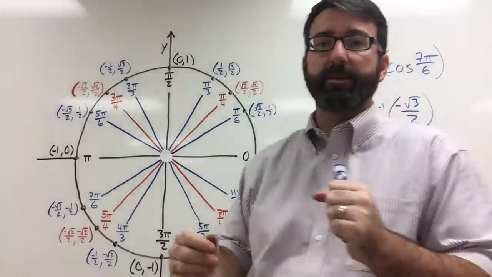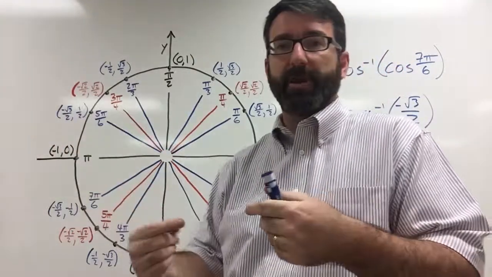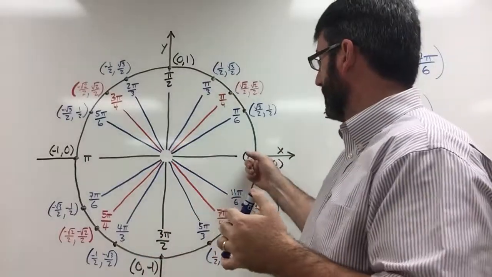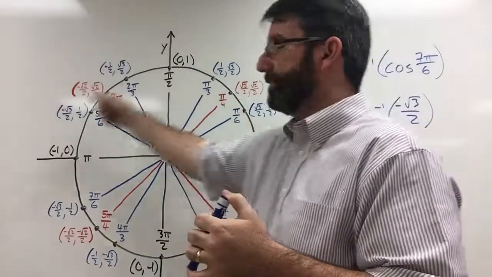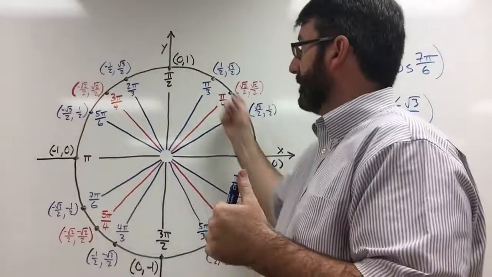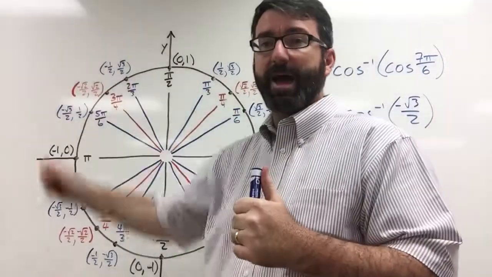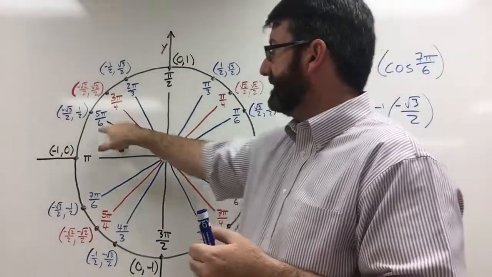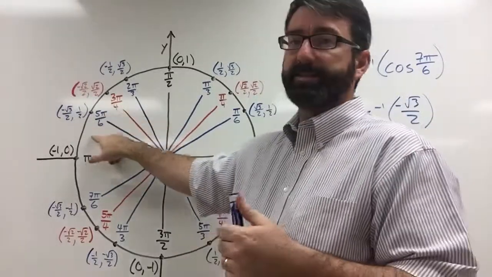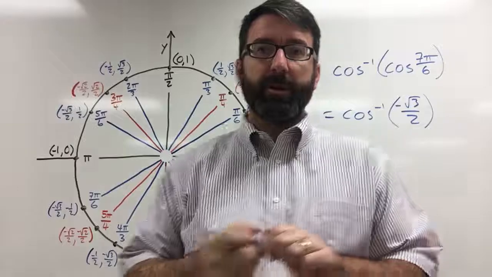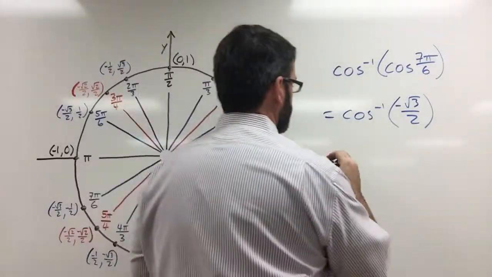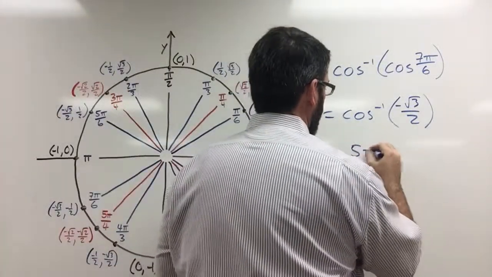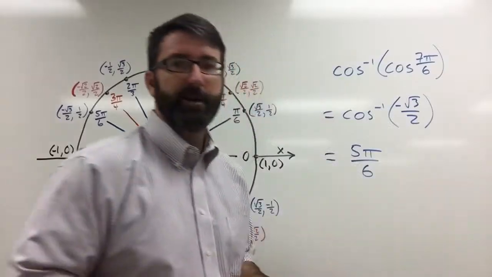Now remember that our restricted domain for inverse cosine is we're only looking from 0 to pi. And so we're only looking at the top half of our unit circle for inverse cosine. And so it's this angle, 5 pi over 6, that we're looking for. So the answer to this is going to be 5 pi over 6 radians.